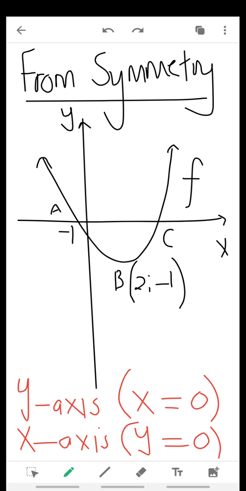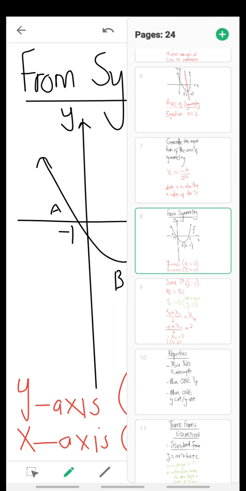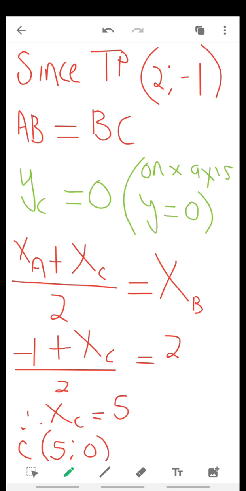Now let's find the coordinates of C. That's what I wanted us to find. We know what A is: A is (-1, 0), and B is (2, -1). So we know only the y coordinate of C, which is 0, because C is the x-intercept. But we need to find the x coordinate of C. How do we do that? Remember, B will act as the midpoint of A and C.